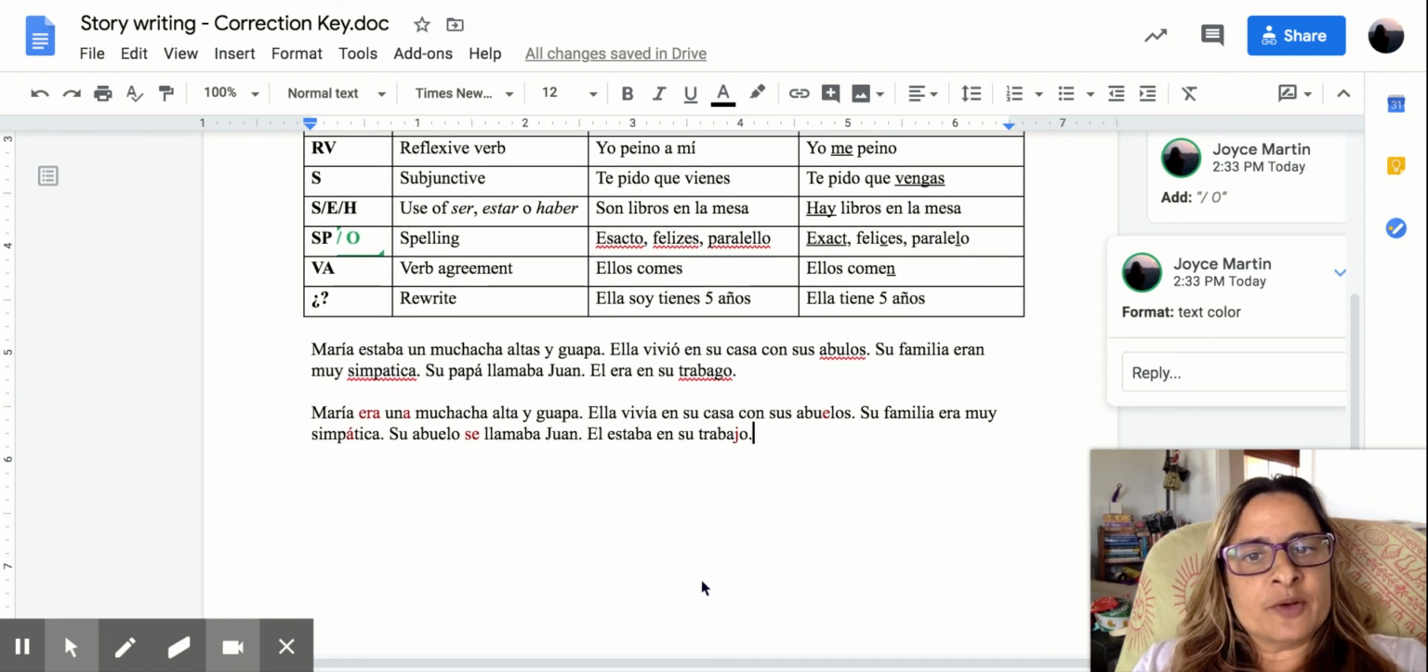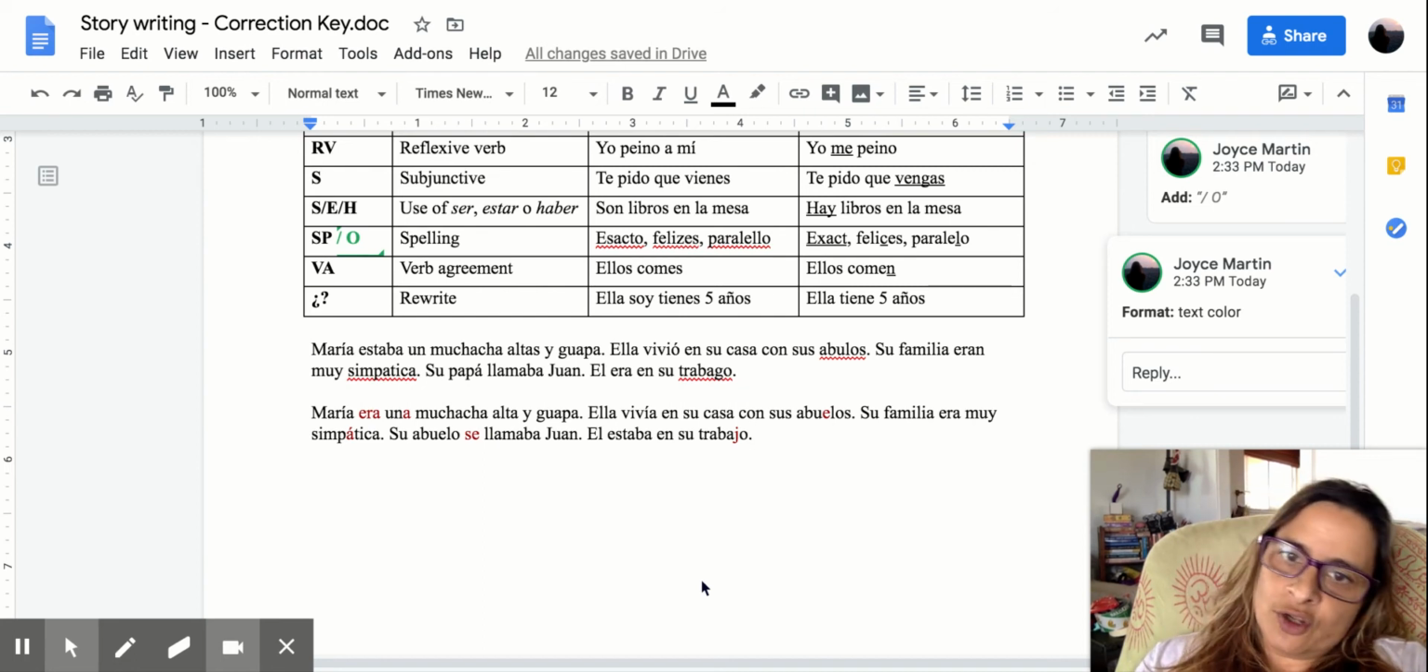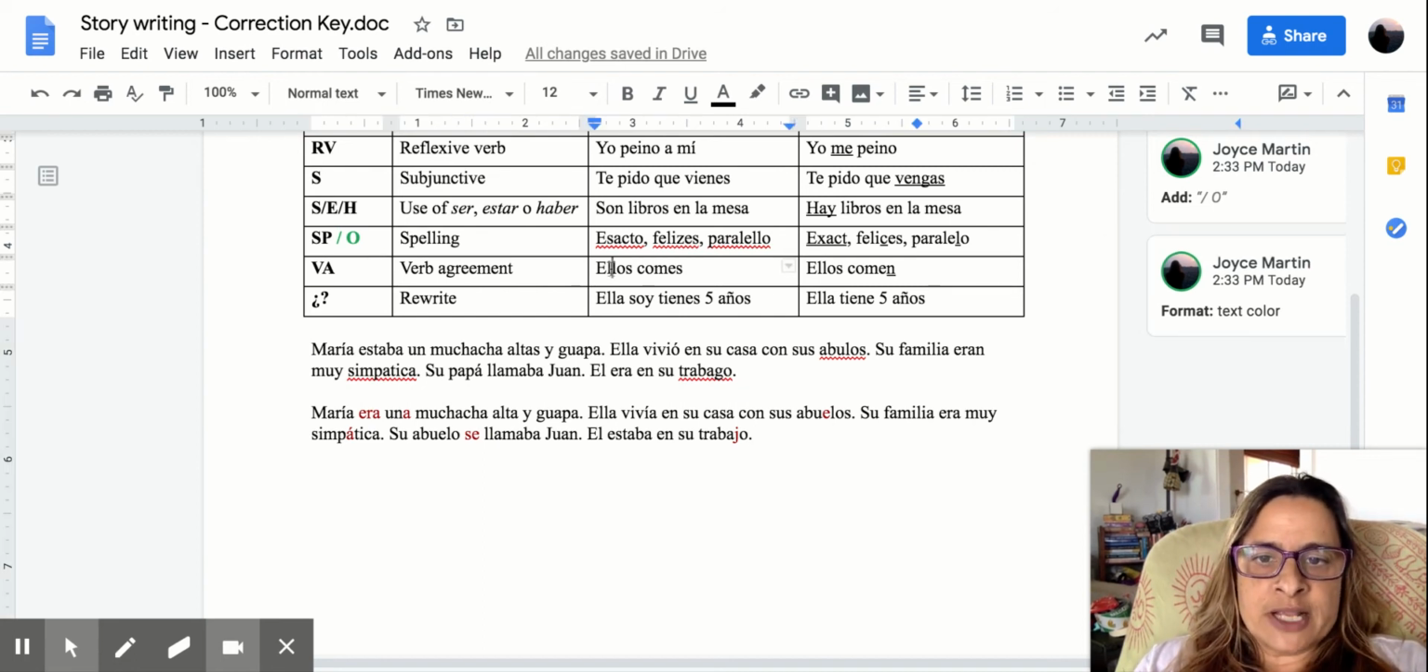VA is verb agreement. So that's going to be something like you have a singular subject but a plural verb. You have a nosotros subject but a yo verb. So just make sure that your subject always agrees with your verb the way it does over here.